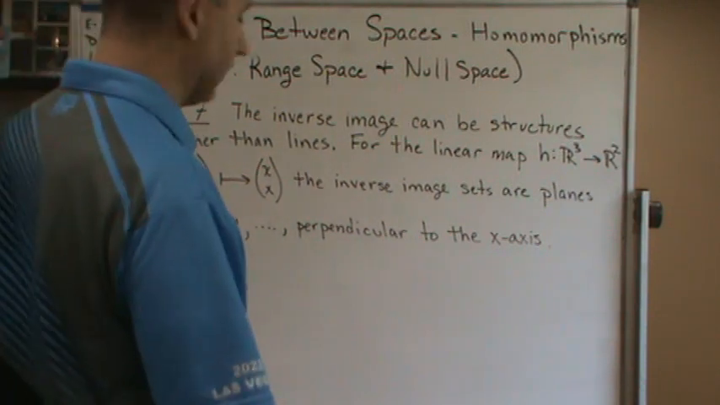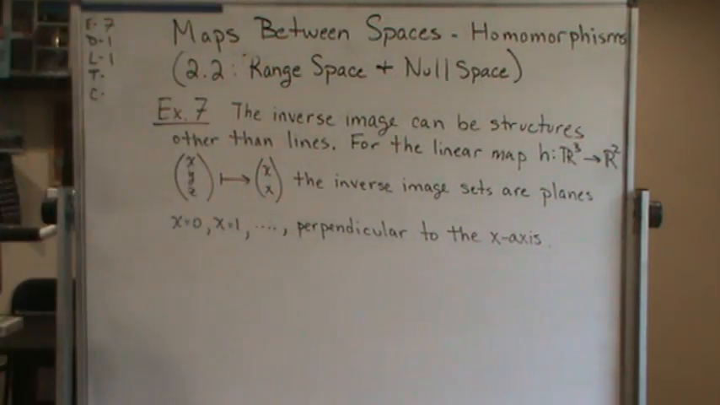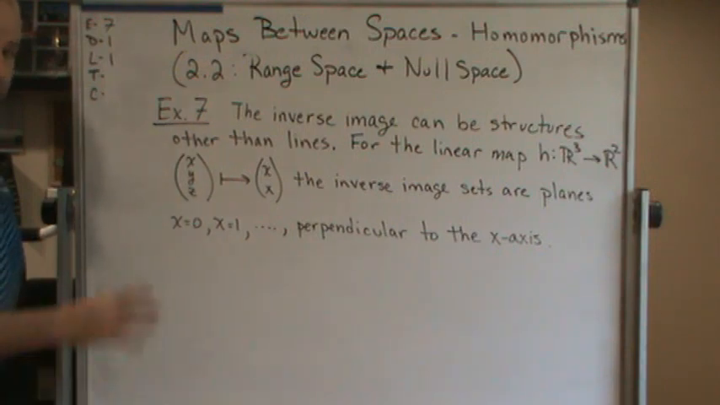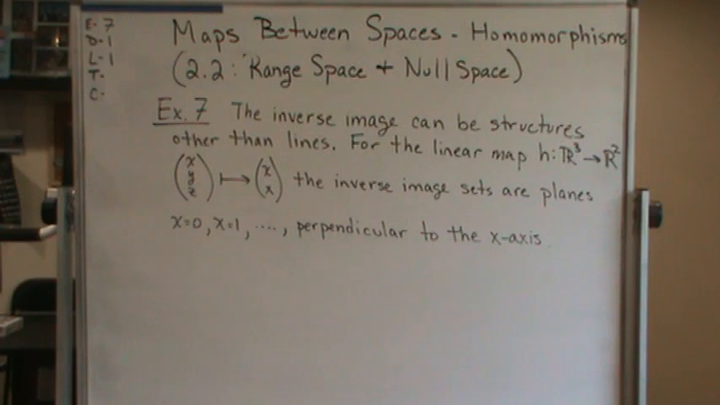Okay, so here's example 7. Now in this example, I didn't draw it because it's a little harder to draw these, especially with my lack of artistic talent. It says the inverse image can be structures other than lines, right? So that's what we're talking about here.